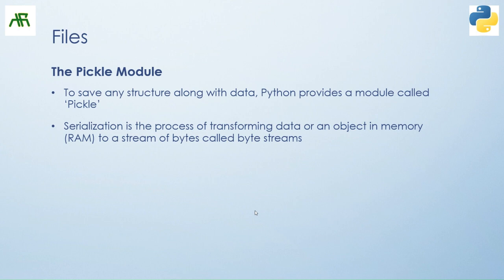Serialization is a process of transforming data or an object in memory to a stream of bytes called byte streams. You have to remember this particular terminology. Serialization is a process of transforming data. I have multiple data elements and I'm going to make them a stream of bytes called byte streams. That's called serialization. This serialization process is also called pickling in computer terminology. So Python has a module called pickle which helps in the serialization process.